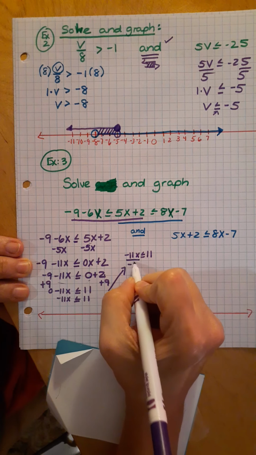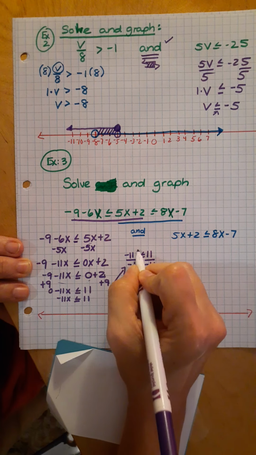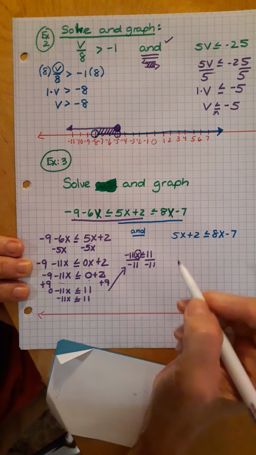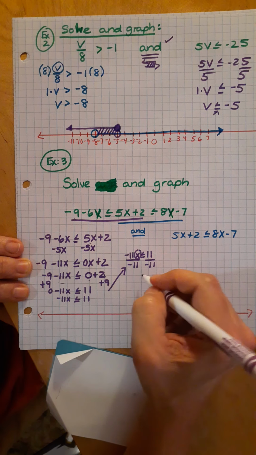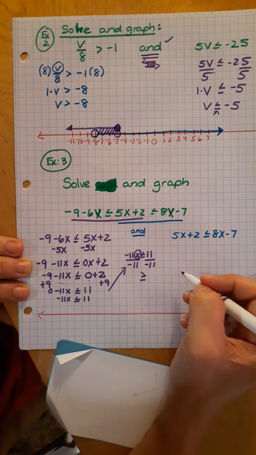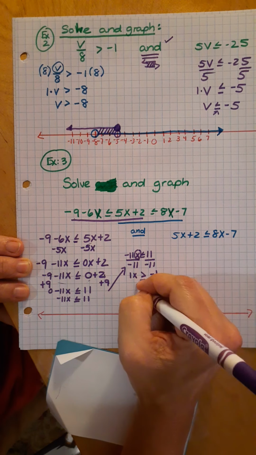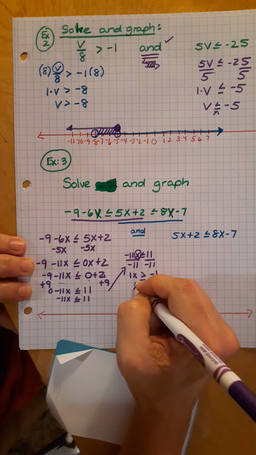I have to divide by -11 to get that x alone. That's been my goal all along. That's why I put them together over here. When I divide by -11, I must flip the sign. This gives me 1x, -1. x greater than or equal to -1.